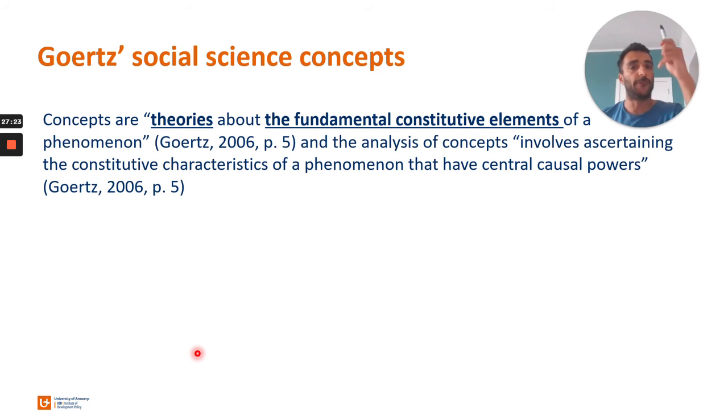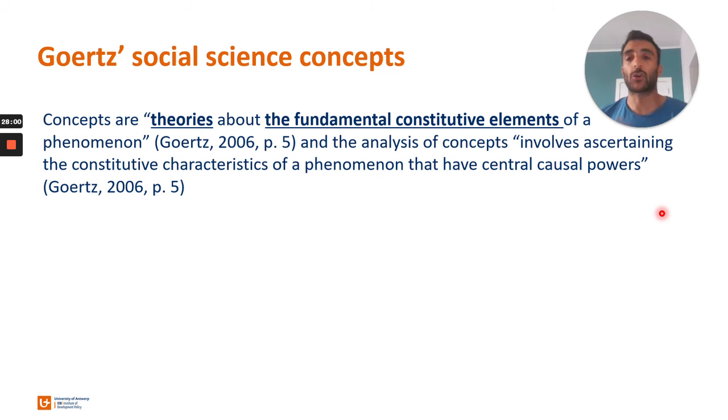Interesting, right? Again, the fundamental constitutive elements comes back to what Westhorp said, and comes back to what we saw earlier as well on abstraction of a phenomenon. And the analysis of concepts involves ascertaining the constitutive characteristics of a phenomenon that have central causal powers, right? So here I refer to my example of the cars. Again, the central causal power. It's a vehicle, it can move and transport things, and the fact that it has a roof which protects people from the rain.